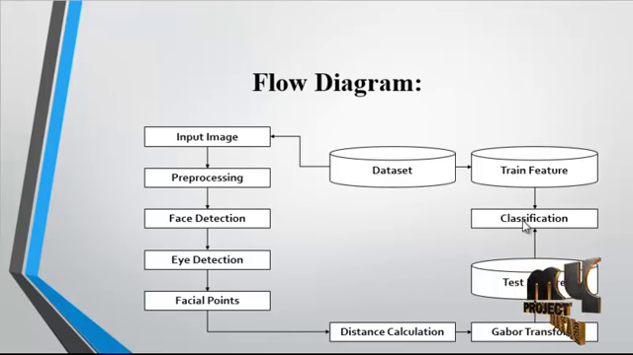After that, the classification result comes out from the classification process. The classification result is in the form of text. If the expression is a smile, the text will be smile.